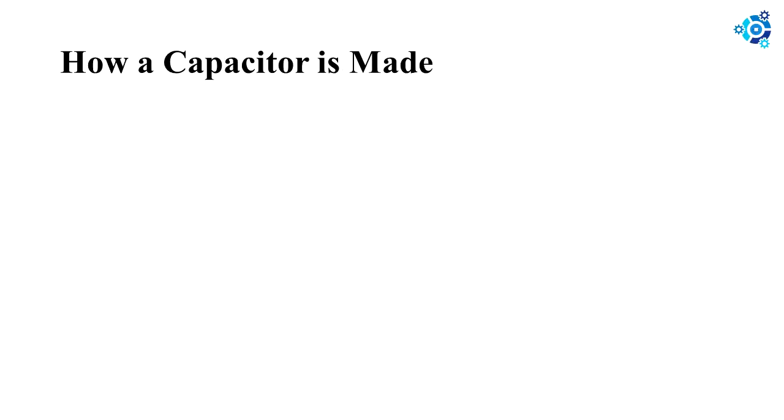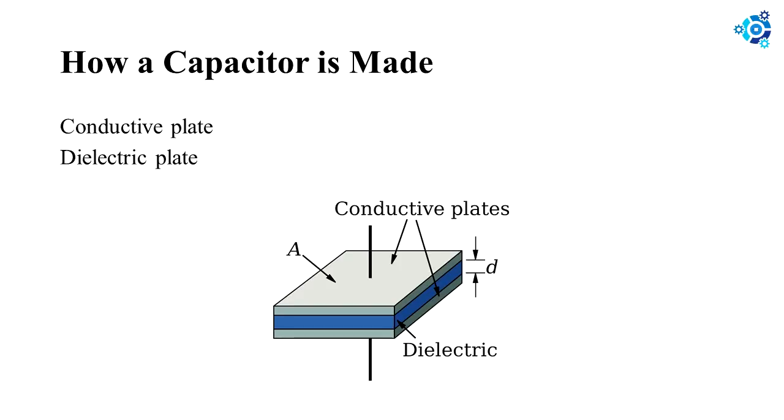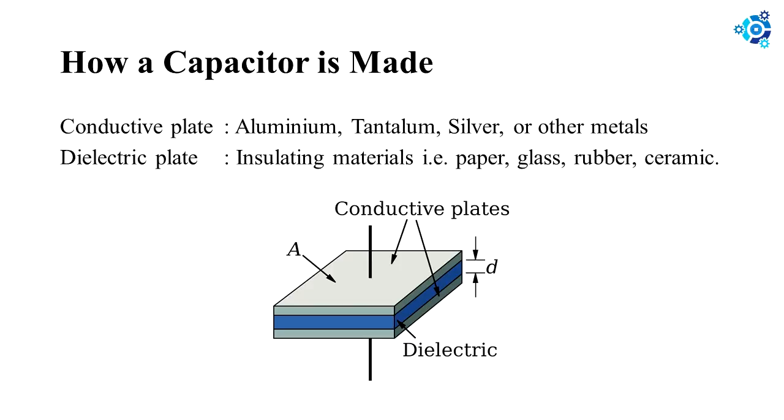How a capacitor is made. The schematic symbol for a capacitor actually closely resembles how it's made. A capacitor is created out of two conductive plates and an insulating material called a dielectric. The conductive plates are placed very close to each other, in parallel, but the dielectric sits between them to make sure they don't touch. The dielectric can be made out of all sorts of insulating materials: paper, glass, rubber, ceramic, plastic, or anything that will impede the flow of current.